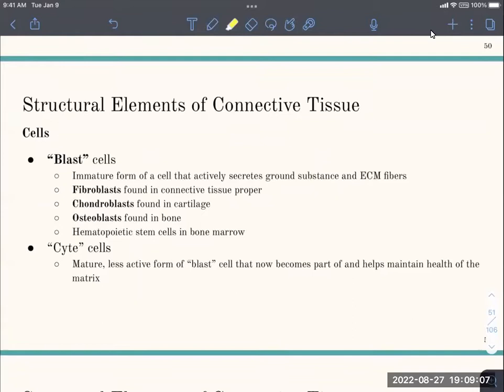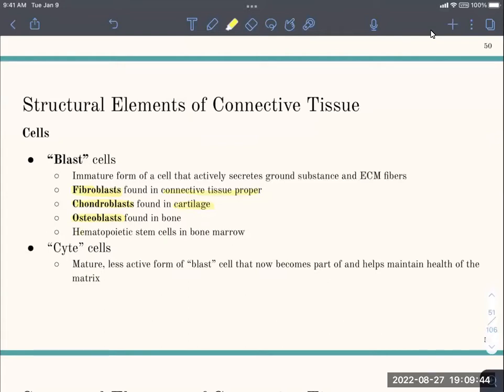We also have what are called blast cells. Blast cells are what creates the different kinds of ground substance of different types of tissue. Fibroblasts make connective tissue proper. Chondroblasts, chondro means cartilage, so they're found in cartilage. Osteo is bone. Osteoblasts are found in bone, and all three of these help to make ground substance.